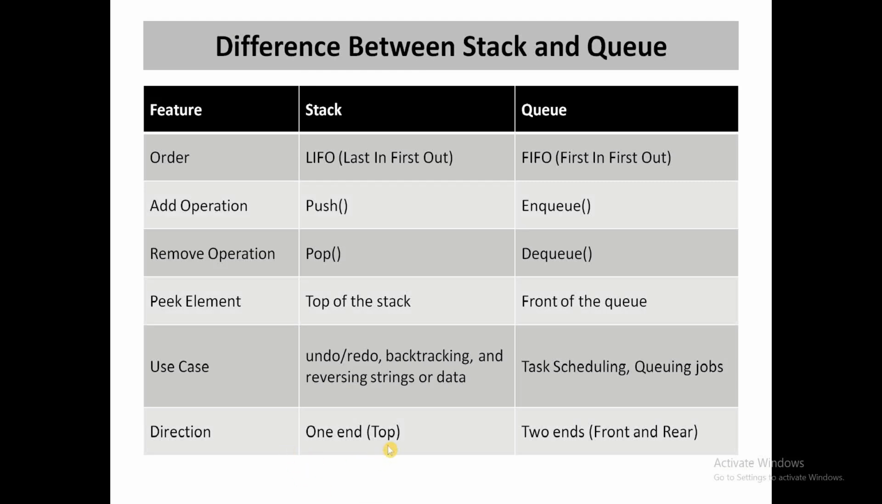For direction, in a stack we have the top: whatever value is on the top, meaning last in first out, the last value added is on the top and it is first accessible. And in a queue we have front and rear: whatever value we added for the first time is first accessible, so it is at the front of the queue.